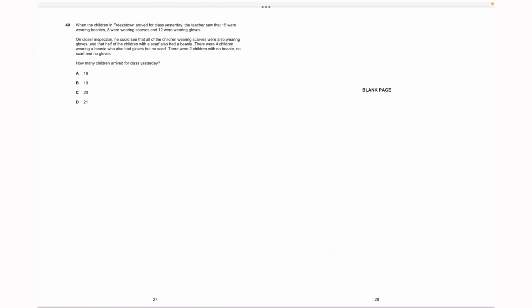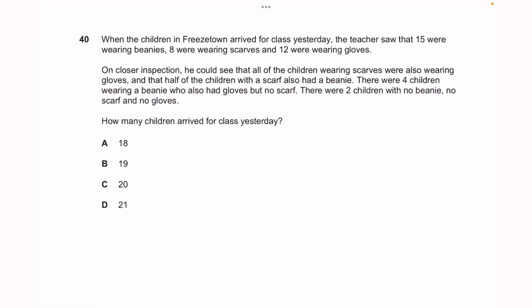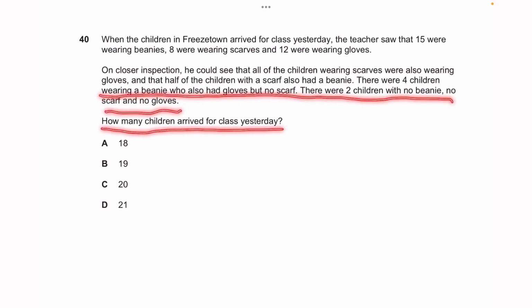Alright, having a look at our last question for this paper, question 40. Let's begin. So question 40 says this: when the children in Freetown arrived for class yesterday, the teacher saw that 15 were wearing beanies, 8 were wearing scarves, and 12 were wearing gloves. Now, on closer inspection, he could see that all the children wearing scarves were also wearing gloves, and half of the children with a scarf also had a beanie. There were 4 children wearing a beanie who also had gloves but no scarf. There were 2 children with no beanie, no scarf, and no gloves. How many children arrived for class yesterday?